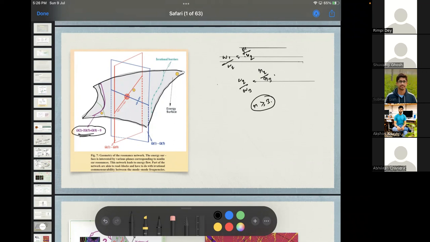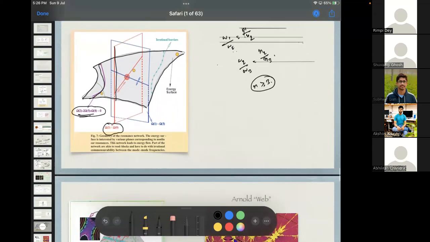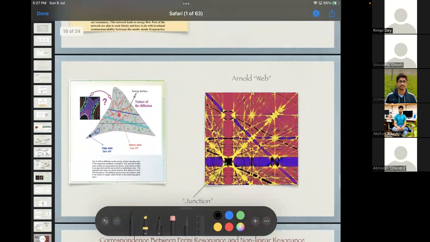So there will be a curve like this. For another resonance, there will be another curve. Let's say this is omega 3 equal to omega 9. So this is a 1:1 resonance between the 3 and 9 modes. So there will be another curve like this. All these resonance curves will be on this energy hypersurface. And now they can intersect with each other for N greater than or equal to 3. All these resonance curves can intersect with each other, and they can overlap with each other with the increase of coupling strength, and they can form a resonance junction.